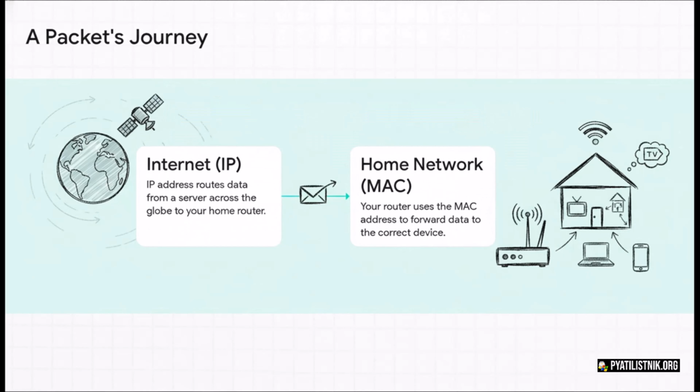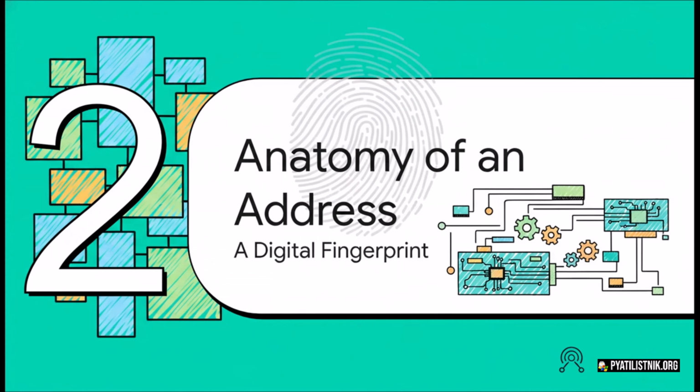So let's go back to that movie night. When you hit play, the IP address acts like a global GPS, guiding all those little data packets from Netflix's servers across the entire internet right to your front door, which is your router. As soon as that data arrives, your router checks the local delivery instructions and says, aha, this packet is for the TV, and then it uses the TV's unique MAC address to hand it off to the right screen. Simple as that.